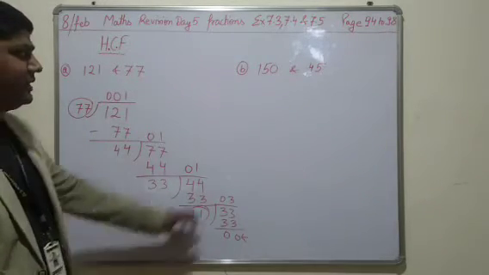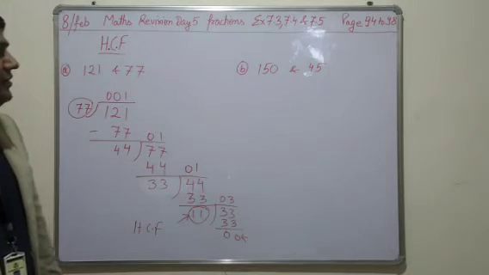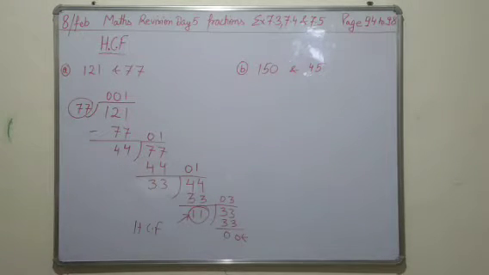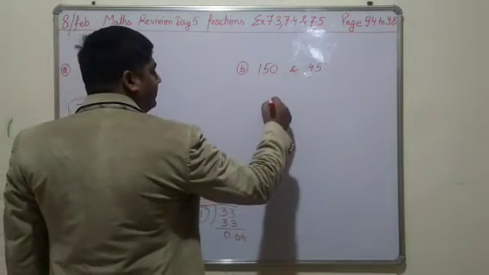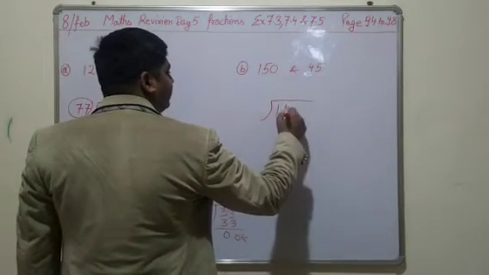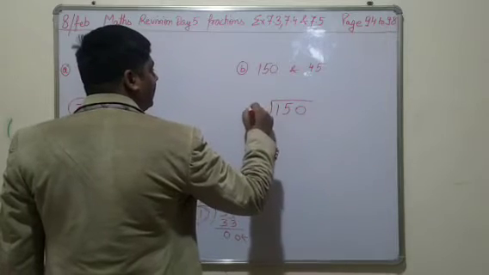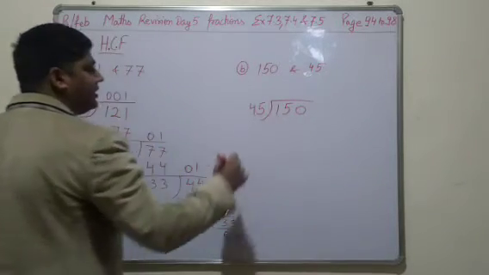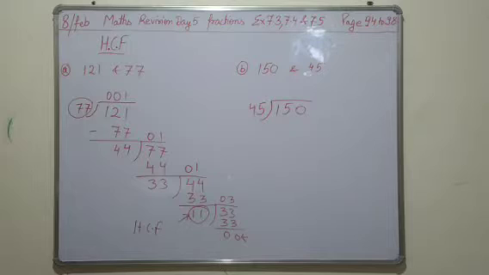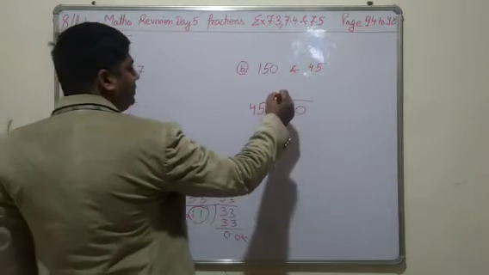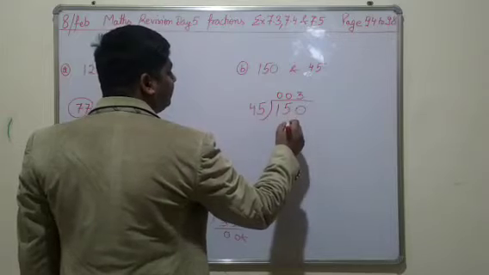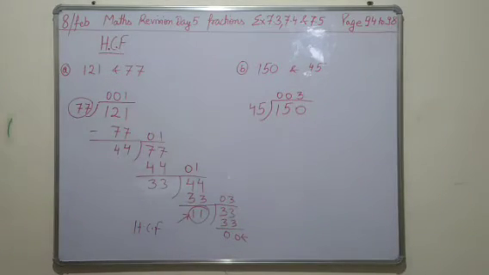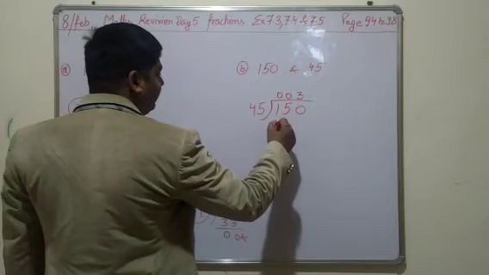Let's see this question also. We have here 150 and 45. What is the highest common factor here? Let's write the bigger number inside and the smaller number outside. Now start dividing. How many times will it go? It will go 3 times. So now we will multiply 3 times 45 and it will be, yes, very good, 135.